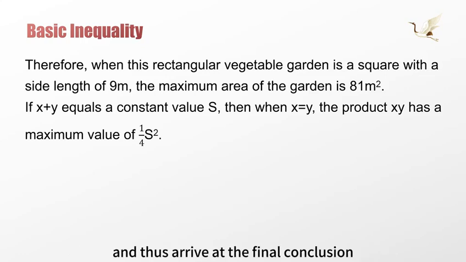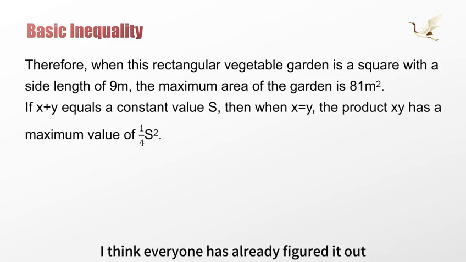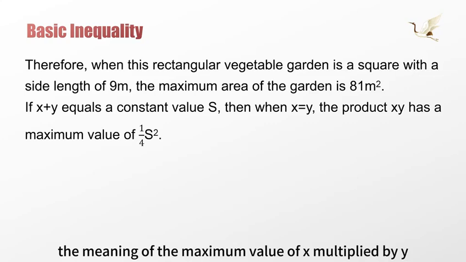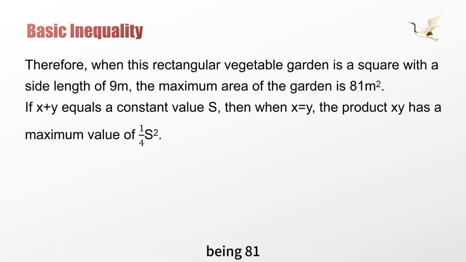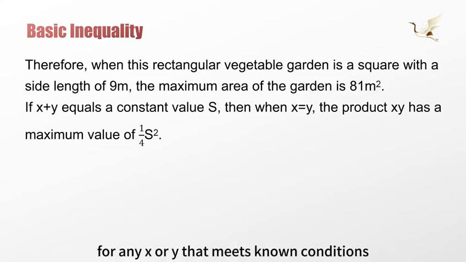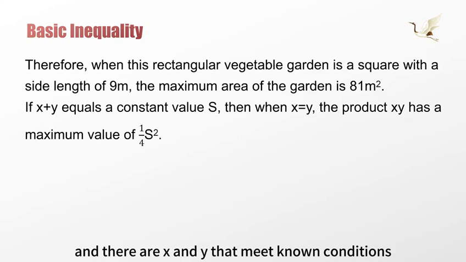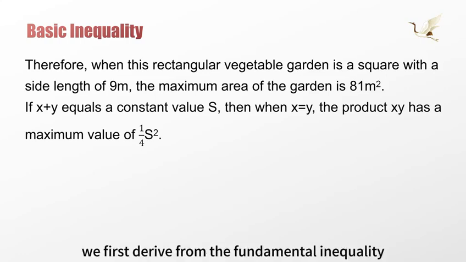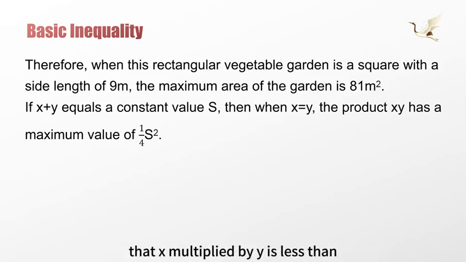Think about it. I think everyone has already figured it out. To explain this issue clearly, we must understand the meaning of the maximum value of x multiplied by y being 81. Its meaning is that for any x and y that meet the known conditions, x multiplied by y is less than or equal to 81, and there are x and y that meet the known conditions such that x multiplied by y equals 81. So for this problem, we first derive from the basic inequality that x multiplied by y is less than or equal to 81.